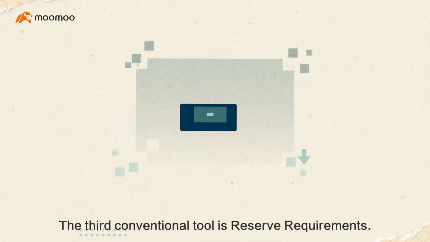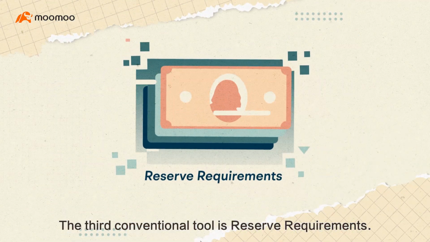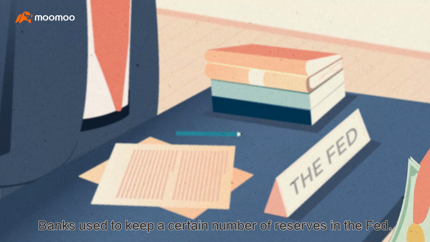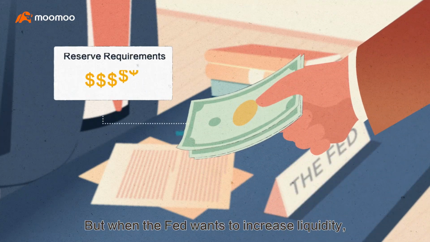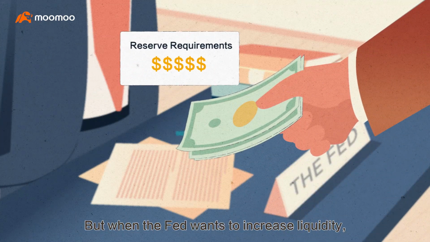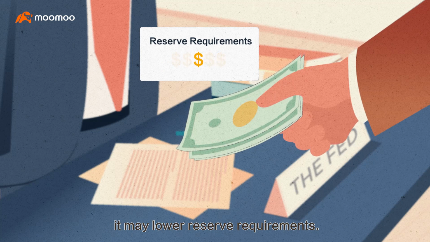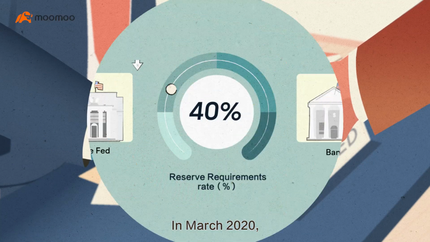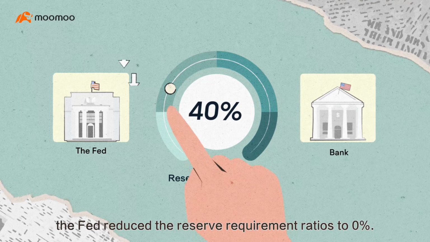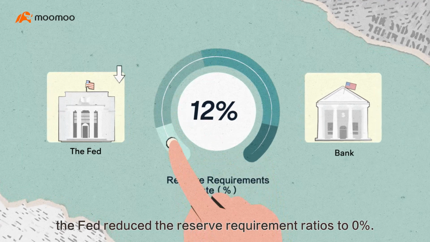The third conventional tool is reserve requirements. Banks used to keep a certain number of reserves in the Fed. But when the Fed wants to increase liquidity, it may lower reserve requirements. In March 2020, the Fed reduced the reserve requirement ratios to 0%.